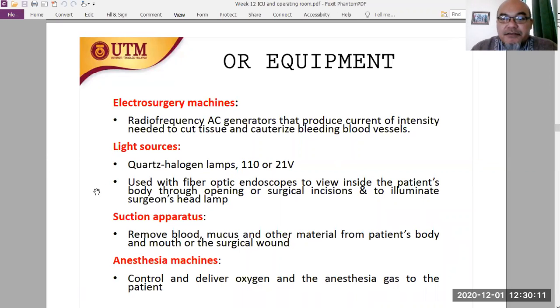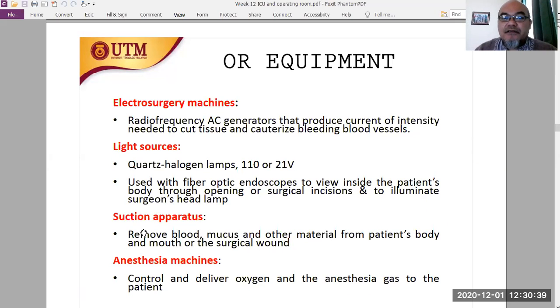Then a light source is also needed in the operating room. Normally they use quartz or halogen lamps, 110 or 220 volt, 240 volt in our case in Indonesia. Used with a fiber optic endoscope to view inside the patient's body through an opening or surgical incision, and to eliminate the surgeon's headlamp, where in the head cap of the surgeon.